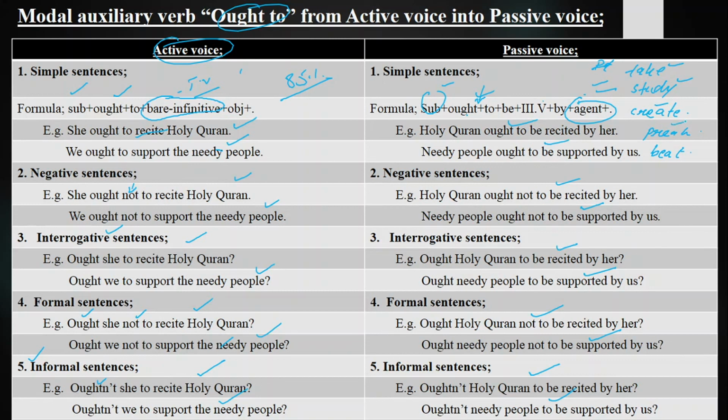You ought to preach them. They ought to be preached by you. They ought not to be preached by you. Ought they to be preached by you? Ought they not to be preached by you? Oughtn't they to be preached by you?